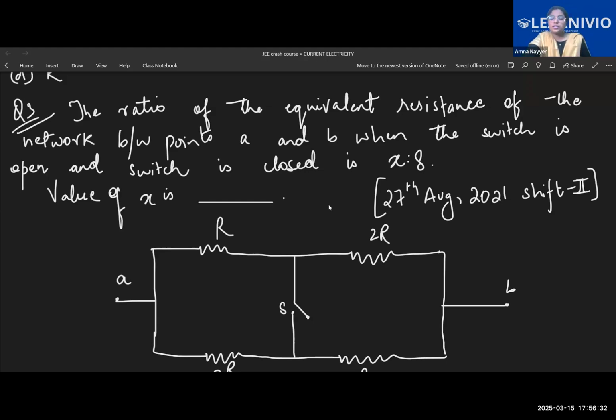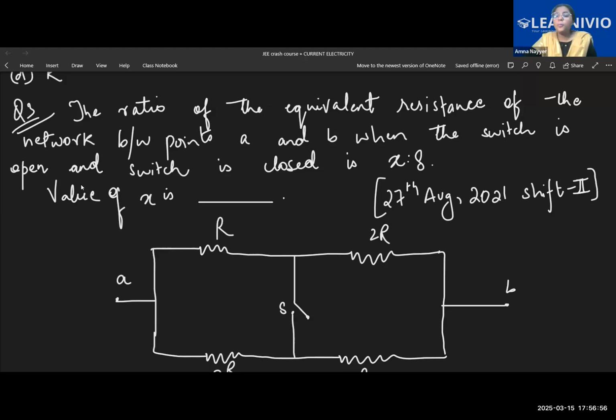Okay. Switch is open, net resistance is calculated. Switch is closed, net resistance is calculated. So what will be the equivalent resistance in case of open and closed? This you need to know. And once you have them, you take the ratio. That ratio is given to us. That is X is to 8. So we need to calculate X. Means what do we have to find out?